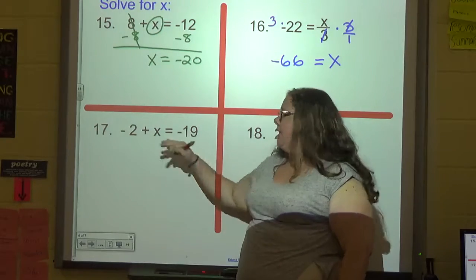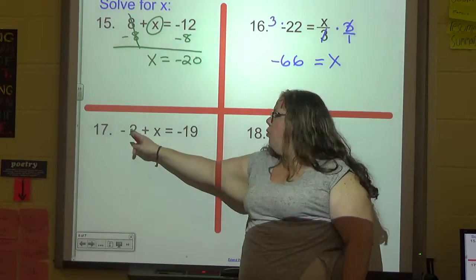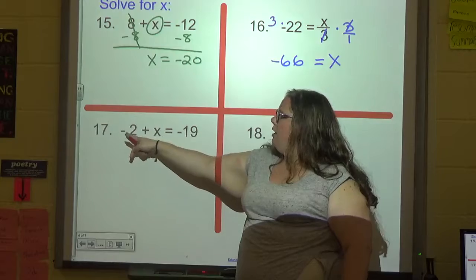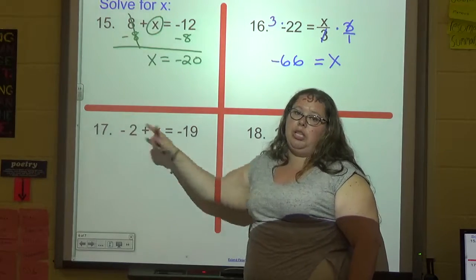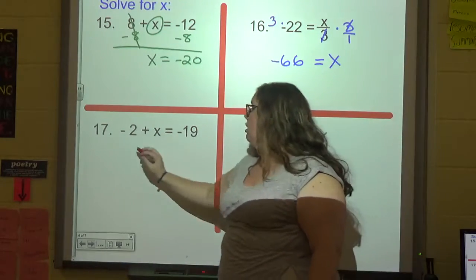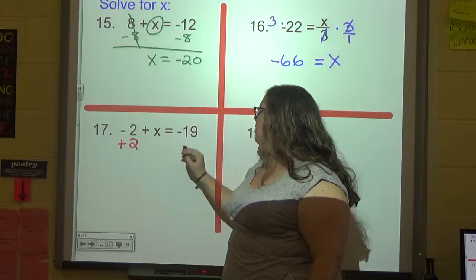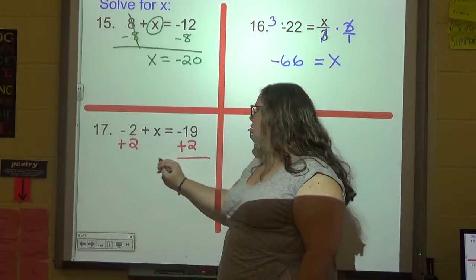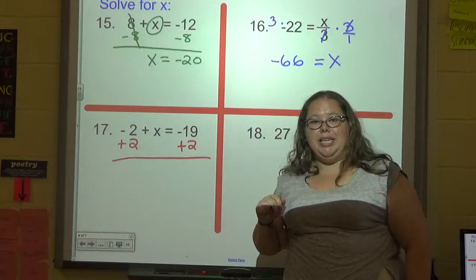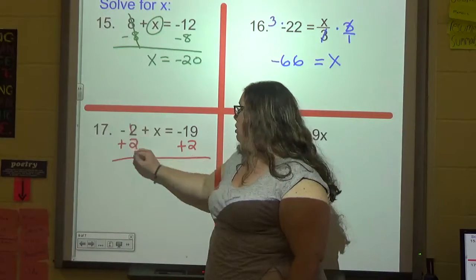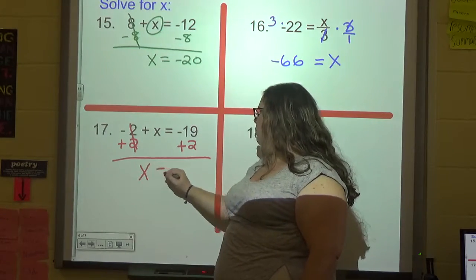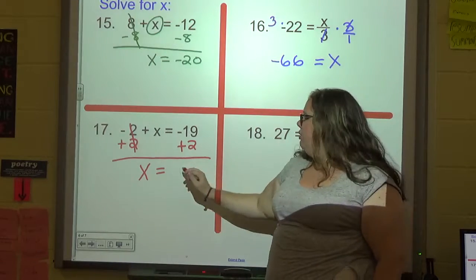Negative 2 plus x. Look at the side that has the x. What are these numbers doing? That's a minus in front of the 2. The opposite of minus is plus. So we're going to add 2 to both sides. Negative 2 plus 2 is 0. So x is now alone. Negative 19 plus 2 is negative 17.